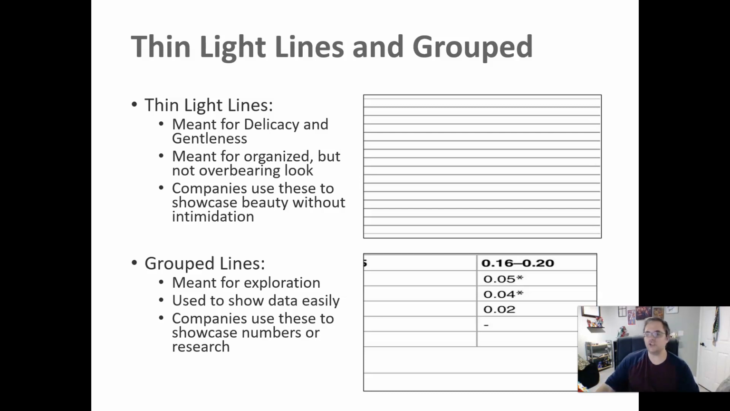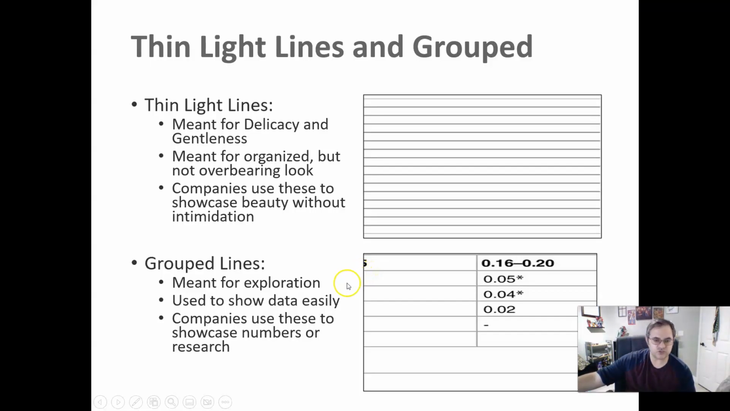And you also have grid lines too. When you have grid lines, it really is interesting because of the fact that they're used to show data easily and they're meant for exploration. Companies like to use grid lines and tables to showcase numbers and research to give them a little bit more validity, and that really helps out in those things. But other than that, that's pretty much it. Just wanted to give you guys some insight on some lines and how they work, and everything goes from there.